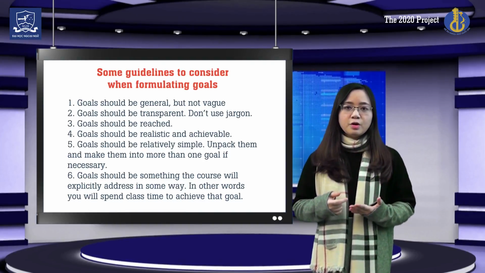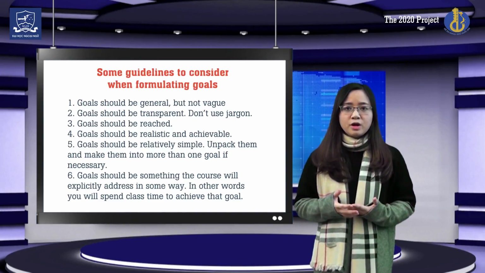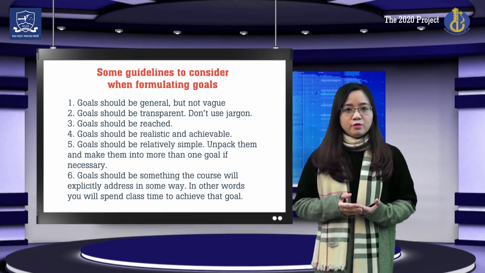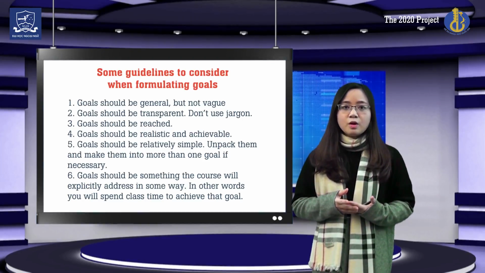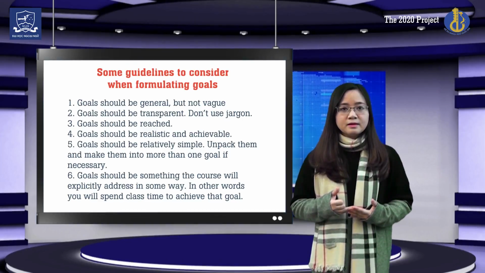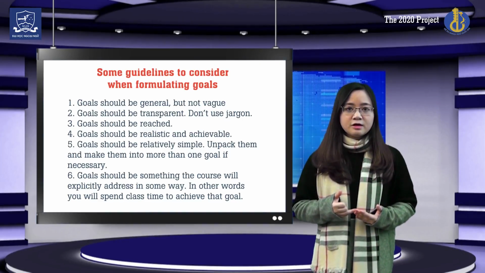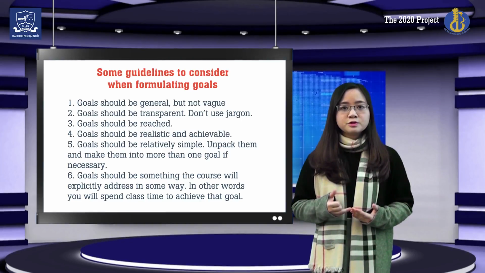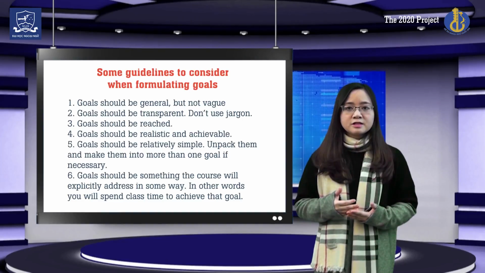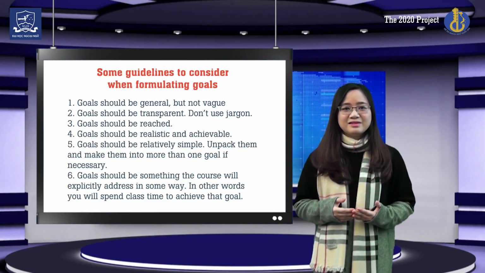Number 4, goals should be realistic. It shouldn't be what you want to achieve, but what you can achieve. It should be achievable within the time frame of the course with that group of students. Reminder number 5, goals should be relatively simple. Unpack them and make them into more than one goal if necessary. Tip number 6 is that goals should be about something the course will explicitly address in some way. In other words, you will spend class time to achieve that goal, not others.